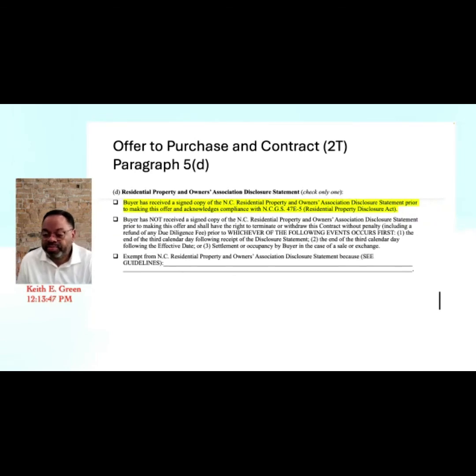All right. Meta says this comes into play, especially when working with unrepresented sellers, where the seller may need to be prompted to provide this form. I agree. All right. Any other questions?